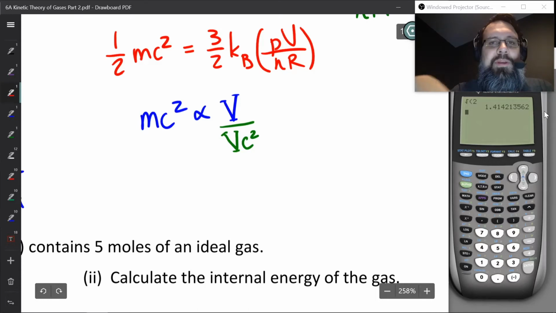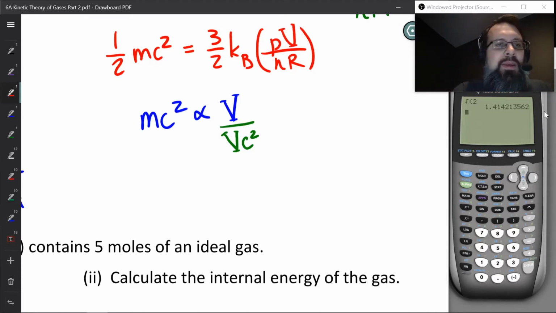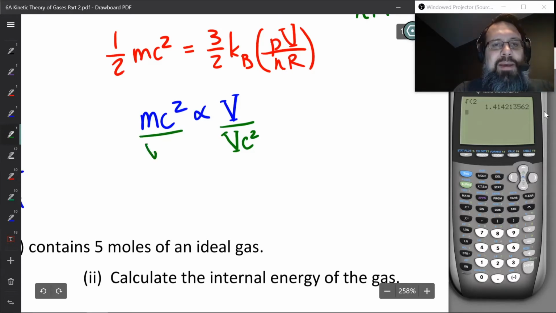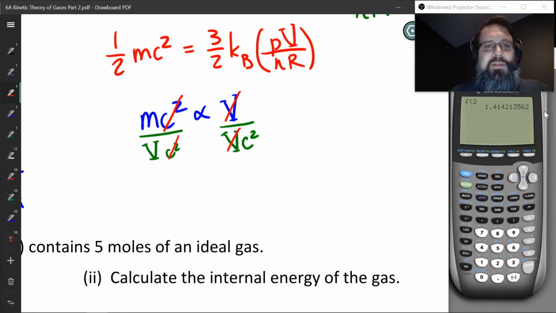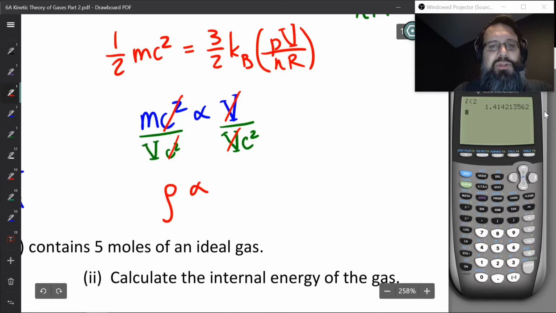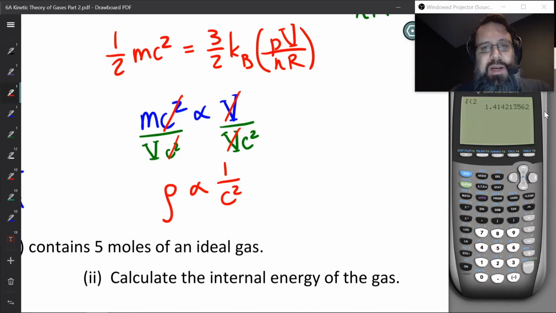That's part of why we use c for speed, but I just want to make sure you don't confuse this with velocity. I'm going to divide both sides of this expression by V, volume, times the speed squared. You'll see that the c squared cancels out and the V cancels out. So we end up with the mass divided by the volume, which is the density, is proportional to the reciprocal of c squared. Be careful here: the V's canceled, but that c squared is still on the bottom. V divided by V is 1, so we still have that 1 on top.